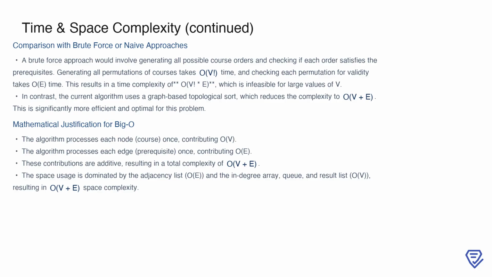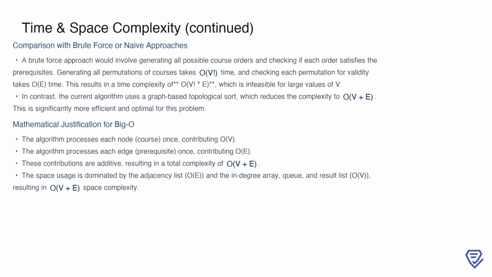This results in an infeasible time complexity of O(V * E) for large values of V. In contrast, our algorithm leverages a graph-based topological sort to reduce the complexity to O(V + E), which is far more efficient and practical.